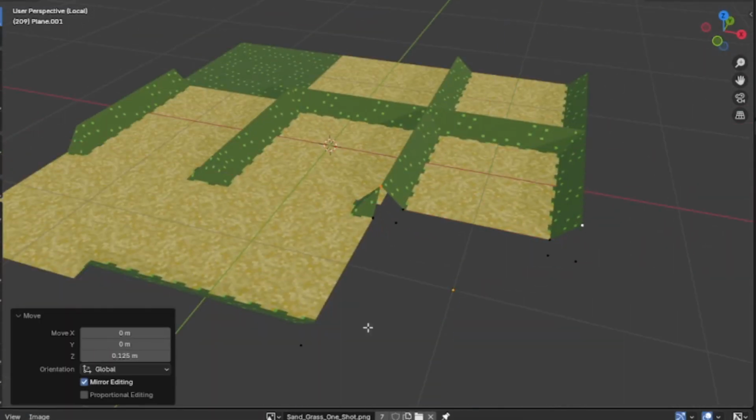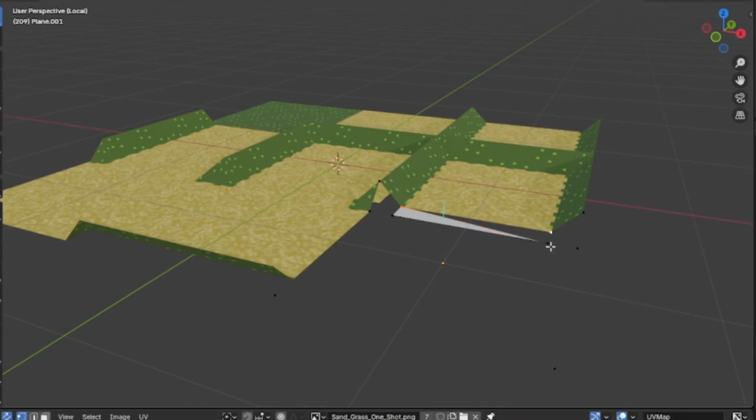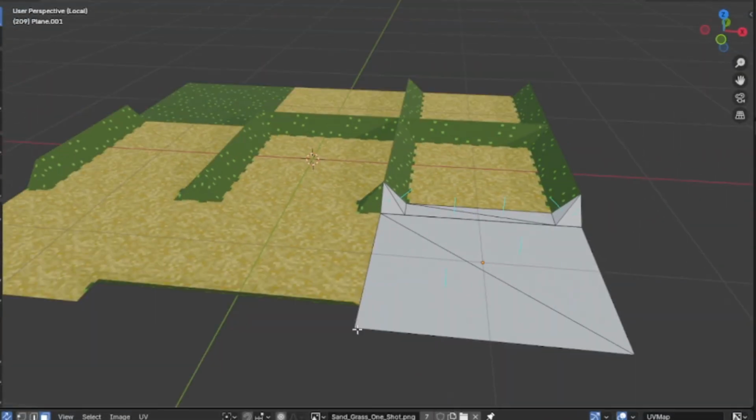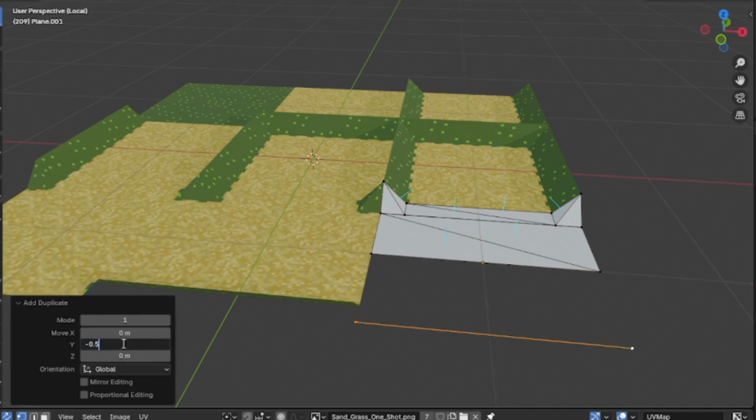Well, it's been 2 weeks and I can at least say that I've made more than 2 models. We're 2 weeks into my 12 games in 12 months challenge, where I'm trying to make a game every month for a year and post whatever comes out of that to my itch.io account.